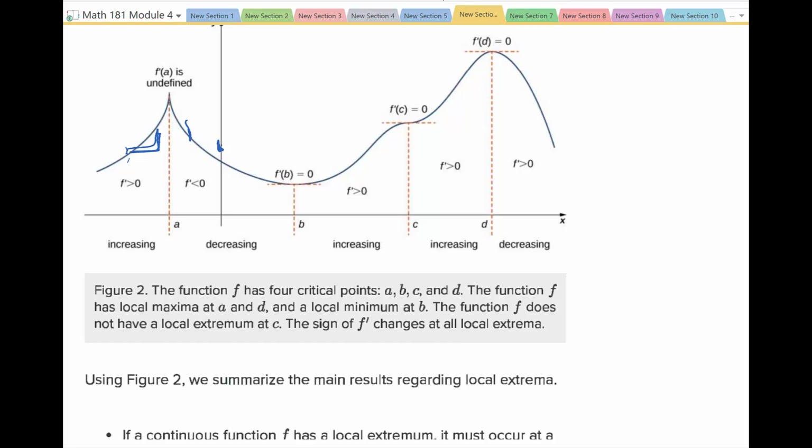So this means that for negative 1, it's going up and then down. So f of negative 1 is a max. And then for the other one, it's going down then up. So f of 3, positive 3, is a minimum.